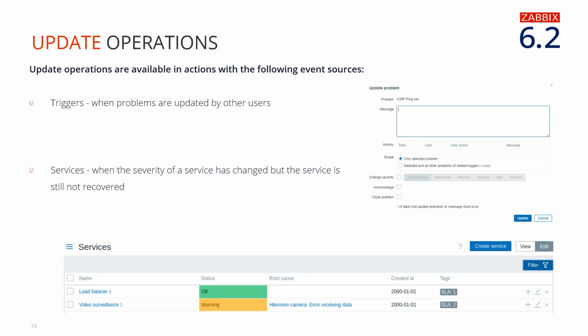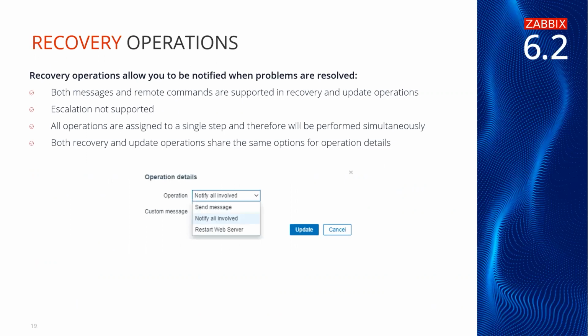And it's really similar to the recovery operations. They have things in common, like both messages and remote commands are supported in recovery and update operations. But escalation is not supported. Okay, so you have a recovery event, and then you can just run a script. I don't know why, but it may be useful. Or send a message. Of course, you want to send a message to everyone about that.